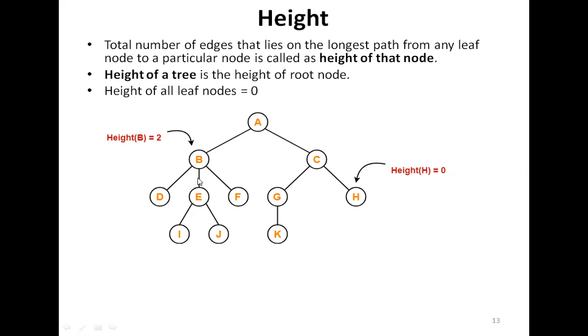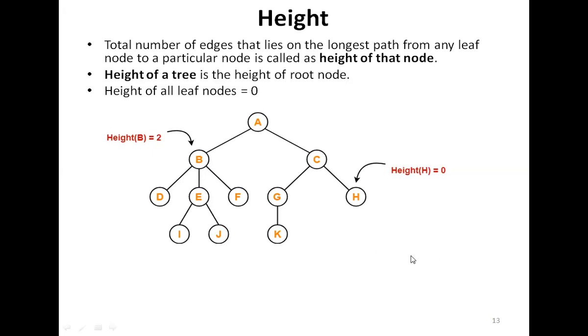So the longest path is either this one or this one. You take any one, both are the same. Okay, take any one. So the number of edges in the longest path is how many? 2. So the height of this node B is 2. Height of this node B is 2. Is that clear?